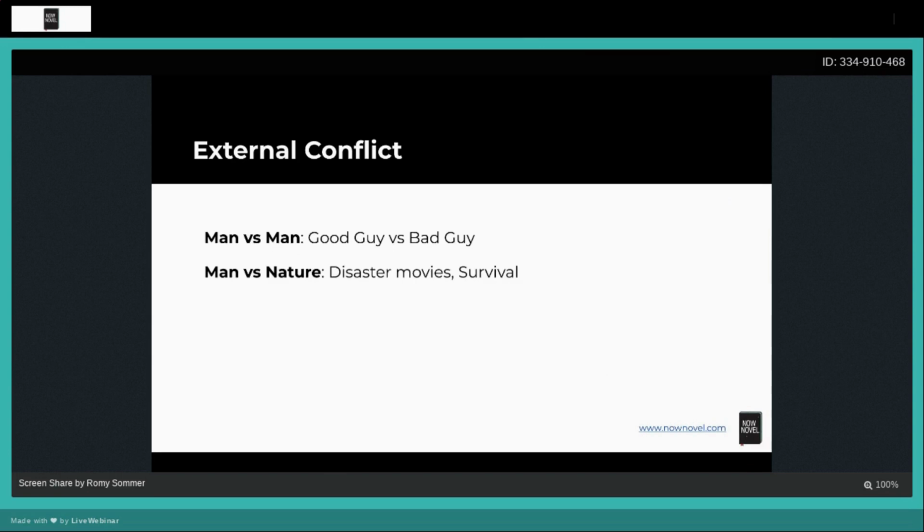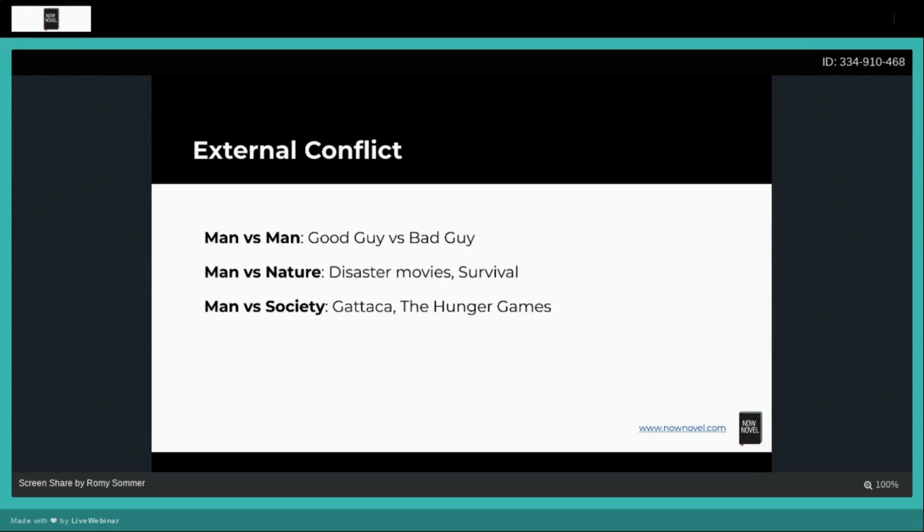There's any number of examples of man versus man. The next one, man versus nature. Now you can start to see how this becomes genre dependent. Your typical disaster movies, survival against the elements, those would be your man versus nature story. Man versus society. For example, The Hunger Games, Gattaca, Logan's Run, if you go back a little bit deeper into the past. There are so many of these examples.